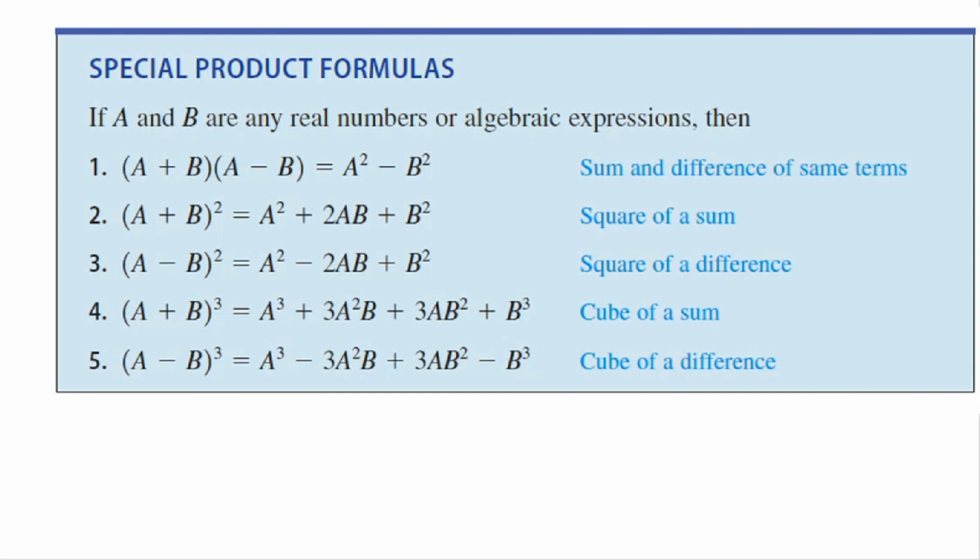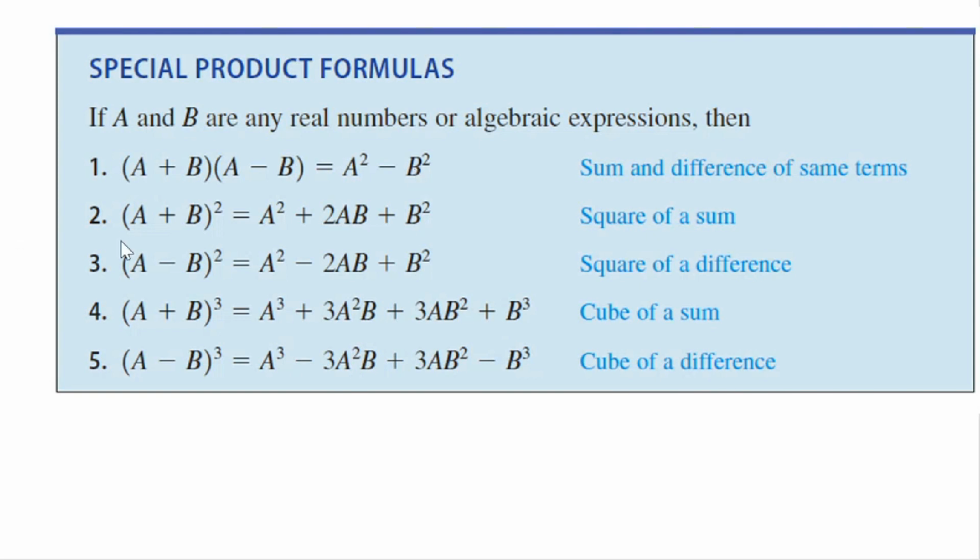If A and B are any real numbers or algebraic expressions, then the quantity of A plus B times A minus B, the product is A squared minus B squared. The left-hand side, A plus B times A minus B, is what we call the product of sum and difference of two terms. And the answer, A squared minus B squared, is what we call the difference of two squares, because A squared and B squared are both perfect squares. That is why we call this one special product formulas.